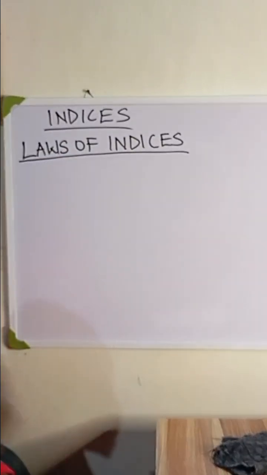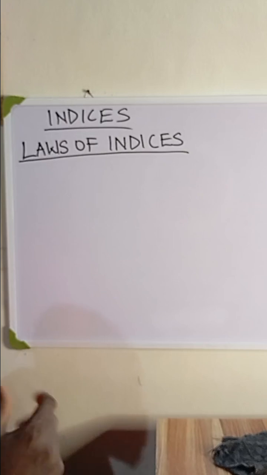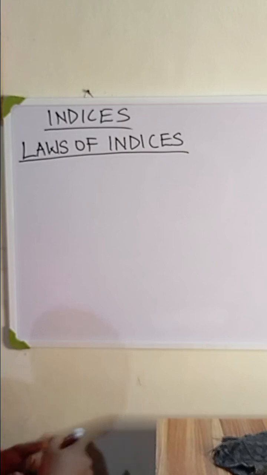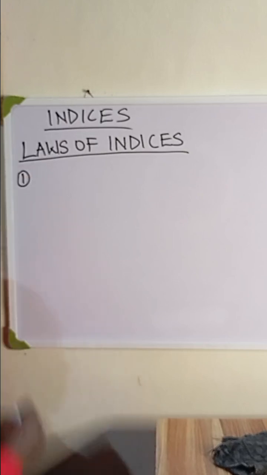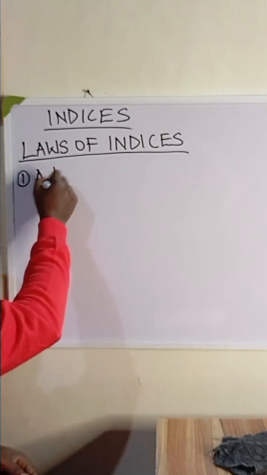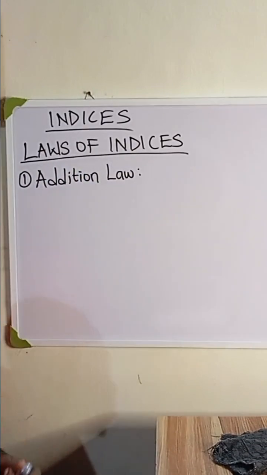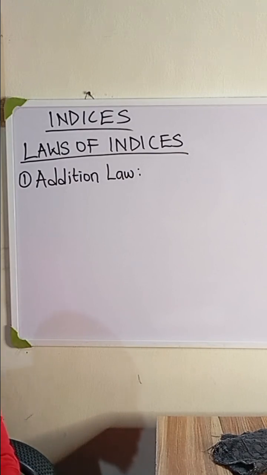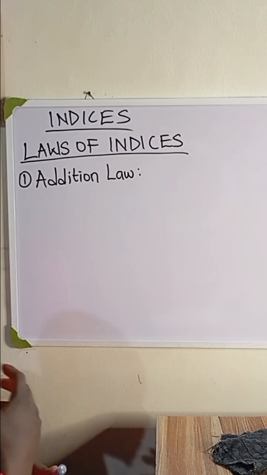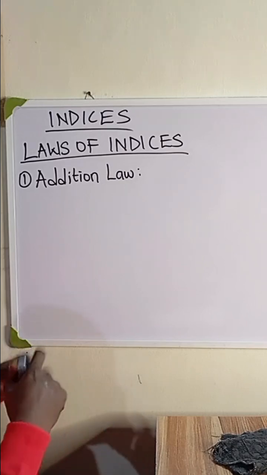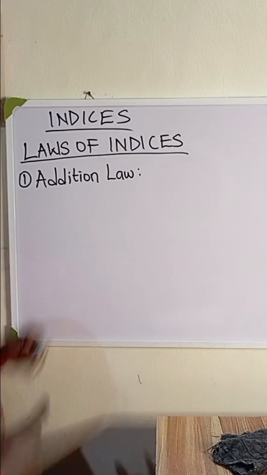So today we are going to look at 4 laws, and then on Friday conclude the topic. Okay? So the first law of indices is the law of addition, or addition law. What's the addition law state? When you are multiplying two index numbers with the same base, all you need to do is add the powers. So that's the summary of the law, the addition law.